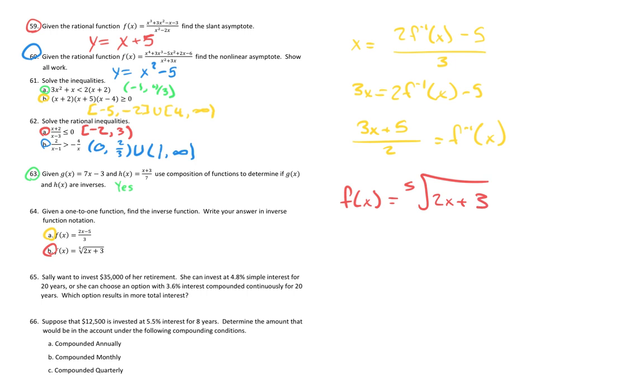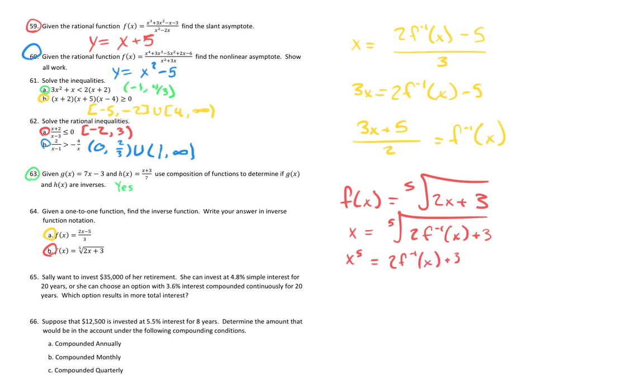So I'm going to take f of x, say that's x, and take x and say that's my inverse function. So I'm going to say x equals fifth root of 2 times f inverse of x plus 3. Now I have to solve for my inverse function. So I'm going to take everything to the fifth power. x to the fifth equals 2 f inverse of x plus 3.